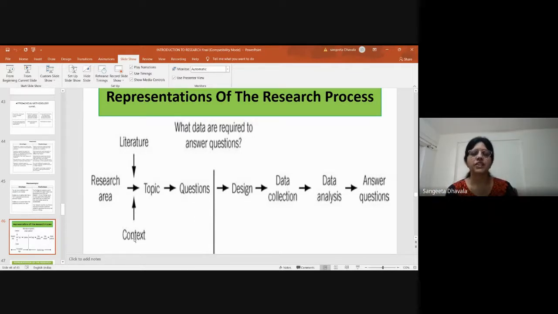Now, what is literature? Literature refers to the research that has been done earlier. So what is the kind of proof we have in earlier research? So now my topic is decided. I want to see all these things.